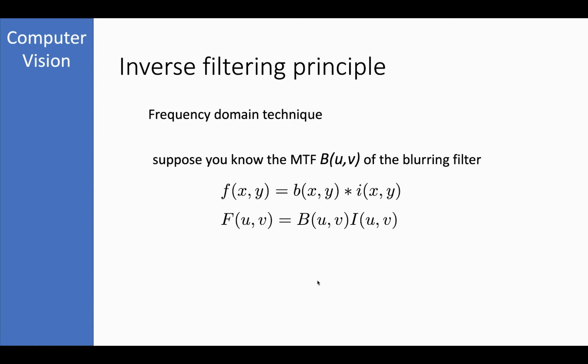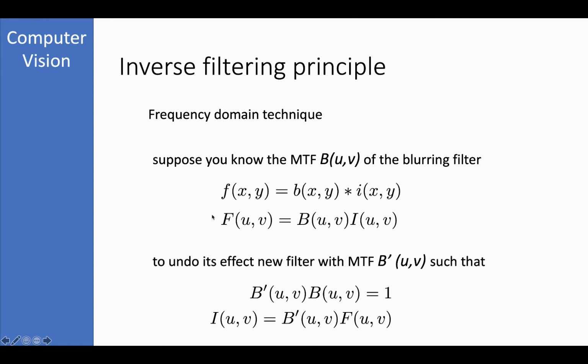As I said, it's a frequency domain technique, and assume that you know the modulation transfer function of the blurring operator B. I will call it B(u,v) of the blurring filter. Now, the input image I has been blurred by B, so it's been convolved in image space, and we got the image that we observed. In the frequency domain, that basically means the Fourier transform of the image times the Fourier transform of the blurring kernel will give me the Fourier transform of the observed image.